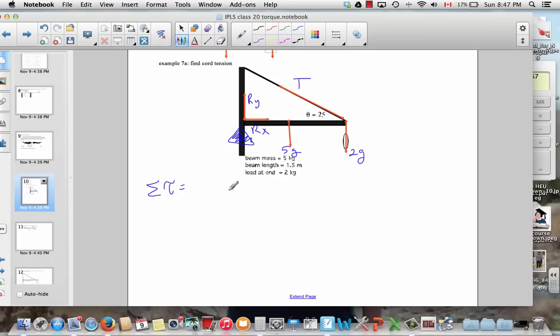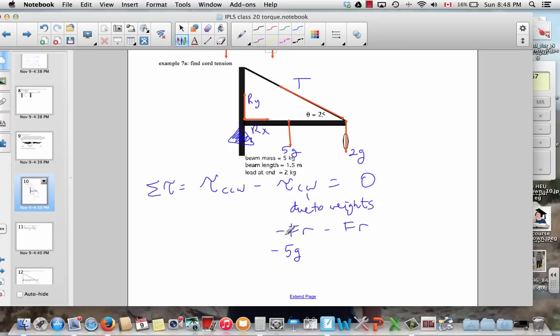Because this thing is at rest, the counterclockwise and clockwise torques have to be balanced or equal to each other, or sum to zero. Now, with this pivot point, the two weights both tend to make it rotate clockwise. Because there are two weights at different distances, we actually have to include both of them separately. I'm taking counterclockwise minus clockwise, so the two clockwise torques have minuses in front of them.